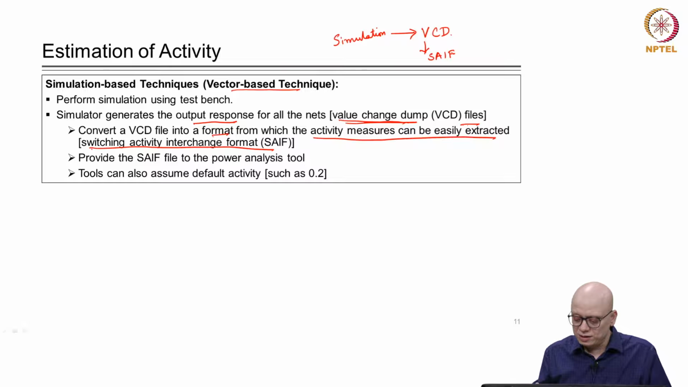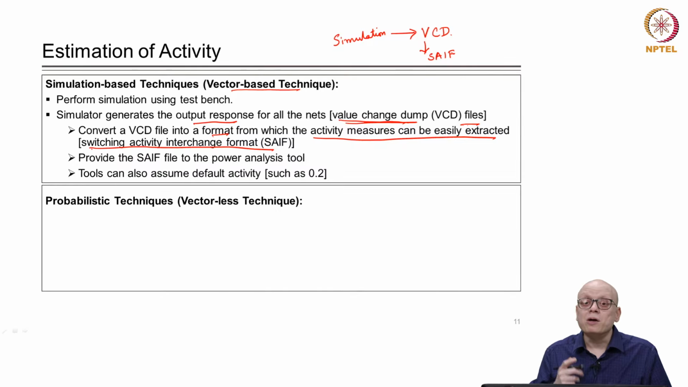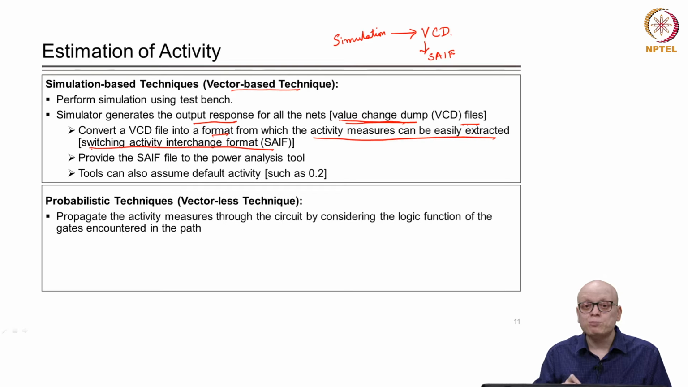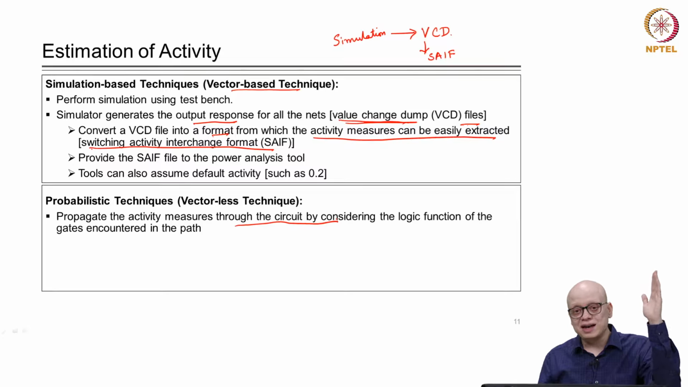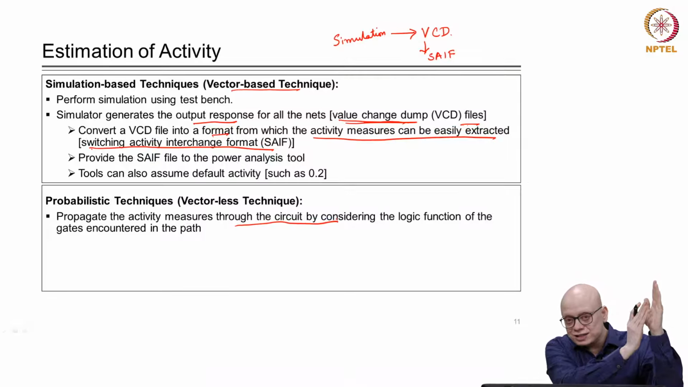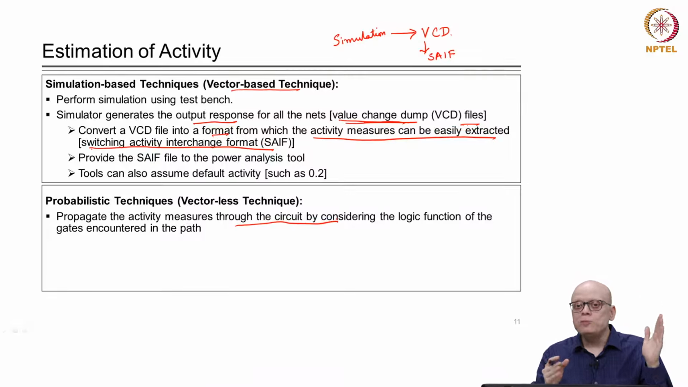The other type of technique to estimate power dissipation is the probabilistic technique, and those techniques are also known as vectorless techniques. In the probabilistic technique, we propagate the activity through the circuit by considering the logic function of the gates encountered in the path. We assume certain activity at the inputs of our design or circuit and propagate that activity throughout our circuit using the logical structure of our design.